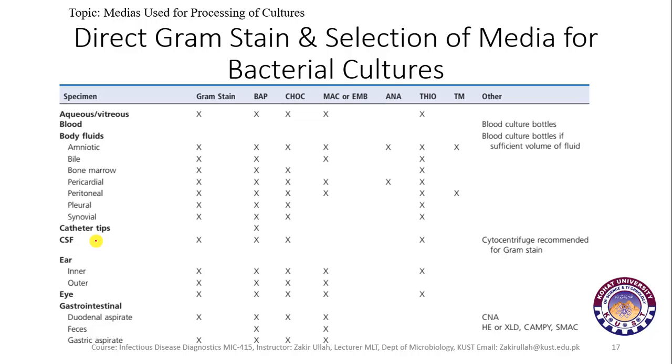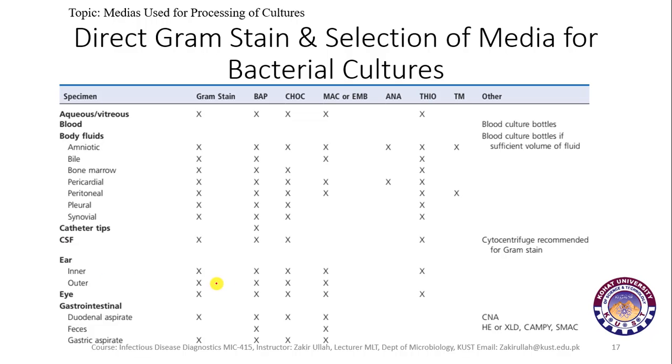The catheter tips are inoculated on the blood agar because they may contain various types of microbes, and then after this primary inoculation, they are further processed on specific or selective medium. CSF is gram stained initially, then inoculated on blood and chocolate agar because there are chances of fastidious organisms. Before gram staining, centrifugation is important, and it is recommended for the gram staining of CSF.